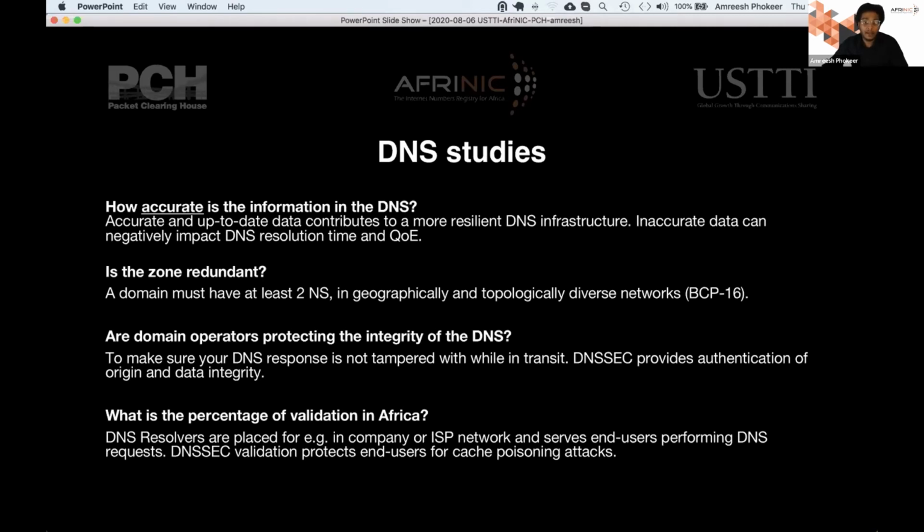And as Bill has lengthily talked about, our domain operators, so for example here, ccTLD operators, are signing their zone, providing DNSSEC to protect the authentication of origin and data integrity of the data which is in the zone. And we will also see the data that we have gathered from AFRINIC on what is the percentage of validation. So of course you have the signing part, but you also have the validation part, which is done by validating recursive resolvers. We will have a look at what's the percentage of validation in Africa.